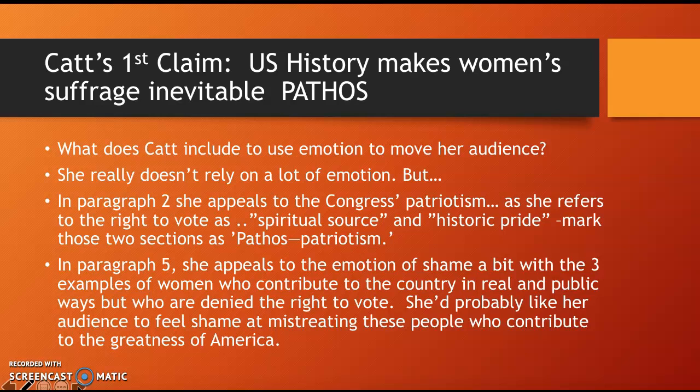In paragraph 5, she appeals to the emotion of shame a bit with the three examples of women who contribute to the country in real and public ways, but who are denied the right to vote. She'd probably like her audience to feel shame at mistreating these people who contribute to the greatness of America. So out to the side of that paragraph, put pathos, shame.